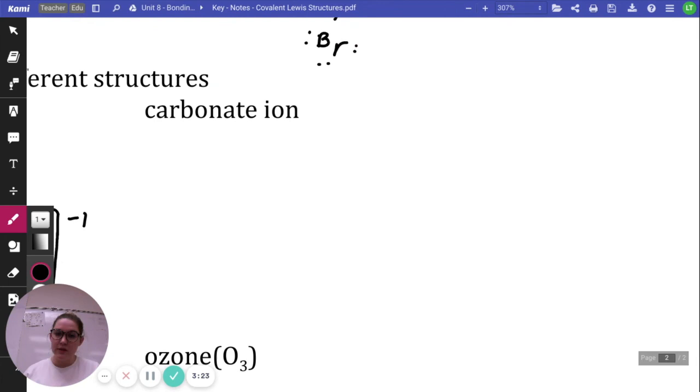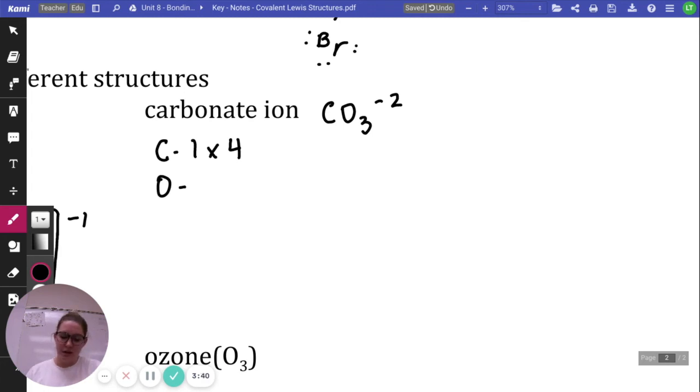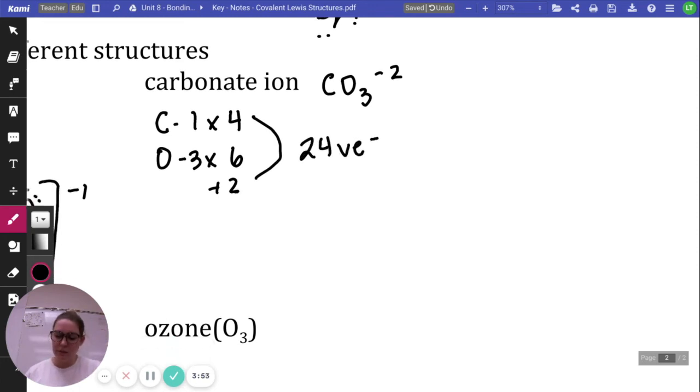All right, so this one is carbonate, and carbonate is CO3 with a -2 charge. So we have 1 carbon, and each carbon has 4 valence electrons. And we have 3 oxygens with 6 valence electrons, and then that -2 tells me to add 2. So I have 4 plus 18 plus 2 gives me a total of 24 valence electrons.